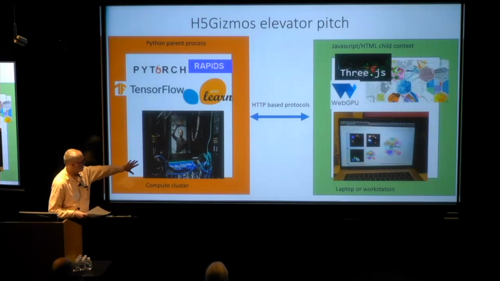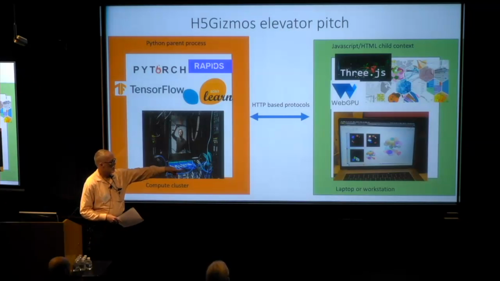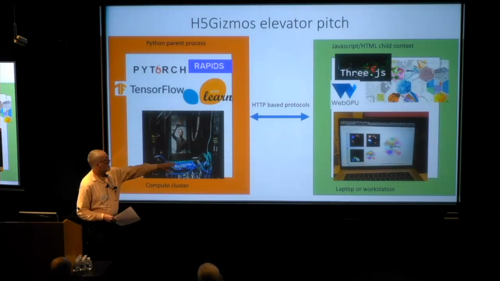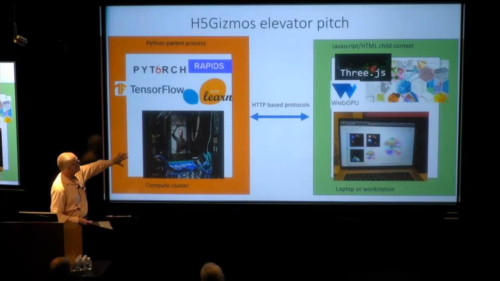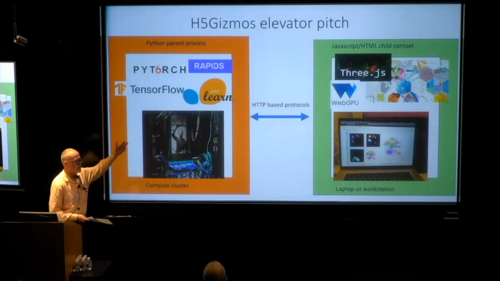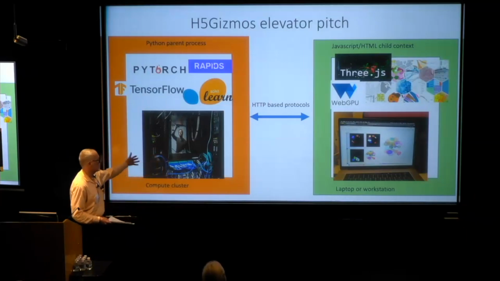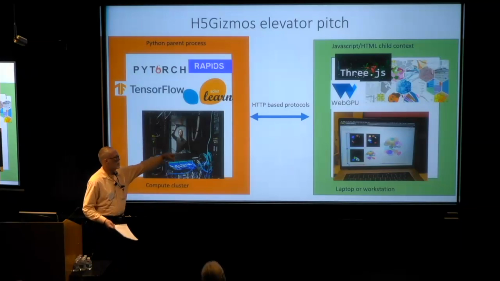So you can launch a gizmo on, for example, the compute cluster, and then view it in any connected user-facing device. On the compute cluster, there's a Python parent process that has access to all the Python scientific tools and anything that Python has access to. So it can also access, for example, R. You can talk to an R process from Python and visualize it using an H5 gizmo.